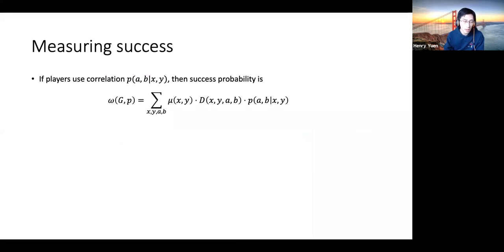So it basically says you look at the probability of sampling a pair of questions XY, and the probability that they produce some pair of outputs A and B, given this correlation, and then you only sum over the answers which win the game, according to this decision predicate. So notice that this is a linear functional on the correlation. And the linear functional depends on the description of the game.